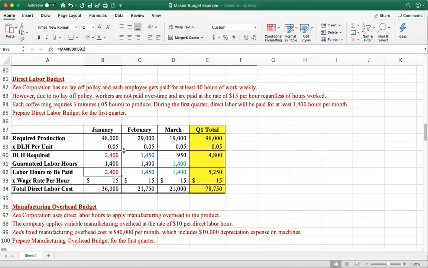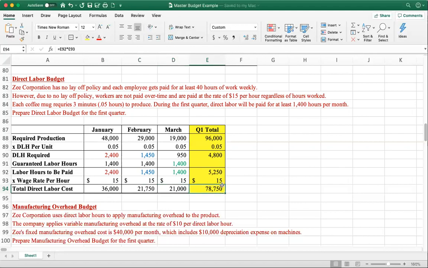So here, because they worked 2,400 hours, they will get paid for 2,400 hours. Here they worked 1,450 hours, they will get 1,450 hours. But here in March, they worked only 950 hours. The minimum is 1,400 hours, so they get paid for 1,400 hours, times $15 wage rate. So 36,000 labor cost for January, 21,750 for February, March is 21,000. You add them together, 78,750.